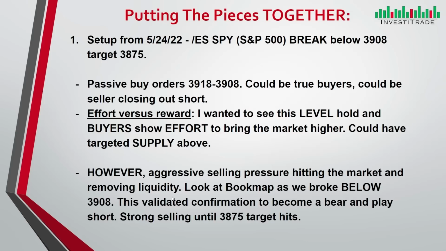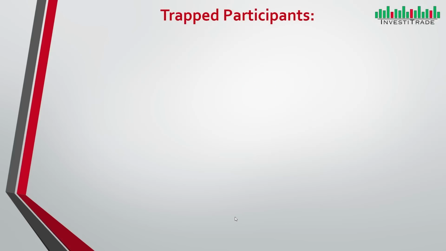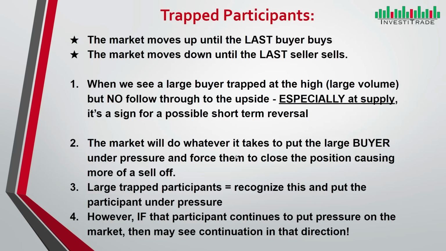Aggressive selling hit the market, removing liquidity. Bookmap broke below 3908. This validated confirmation to become a bear and play short. Strong selling until the 3875 target hits. Now another way I use Bookmap is to view trapped participants. This is very, very key.